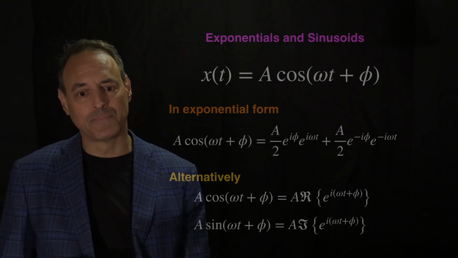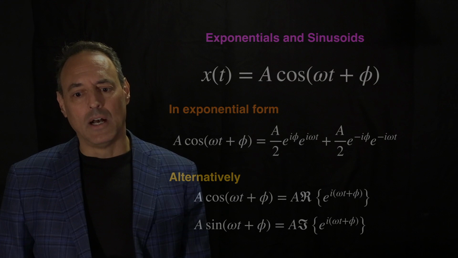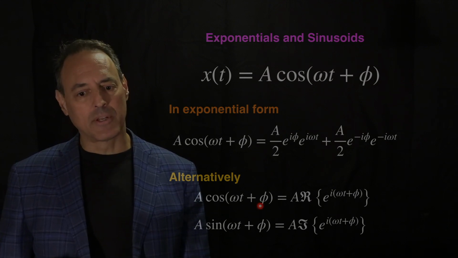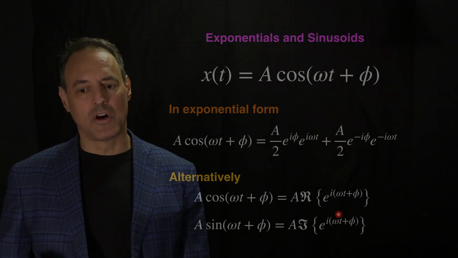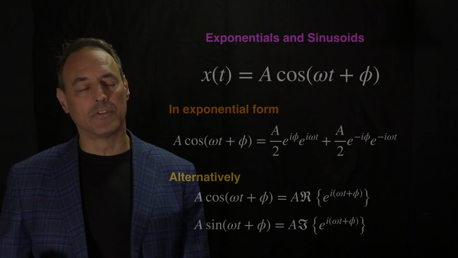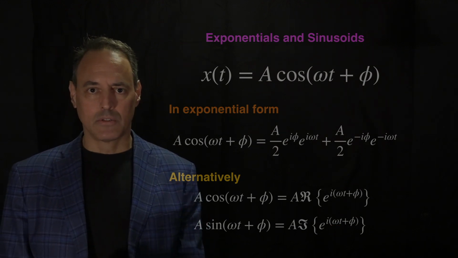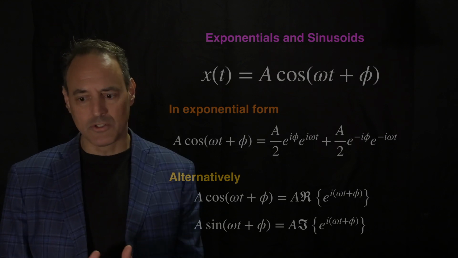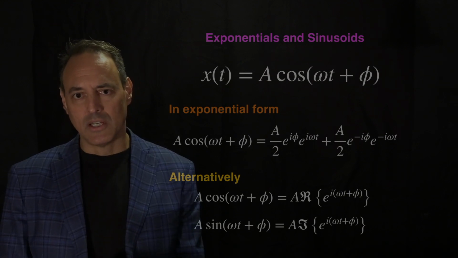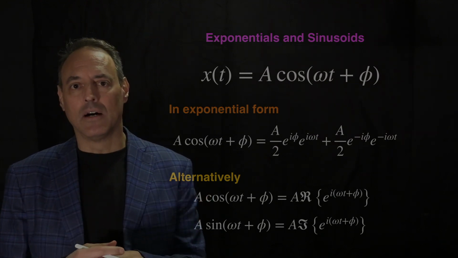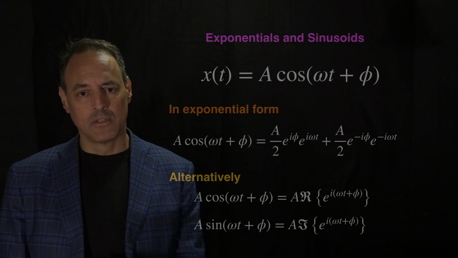All right, so alternatively, you can say, well, this, a cosine omega t plus phi, is just the real part of this complex signal, and sine is just the imaginary part of this complex signal. So these are just all alternatives for us. Your goal in signal processing is to just use the one representation that is, in some sense, mathematically easiest for doing some kind of signal processing operations.